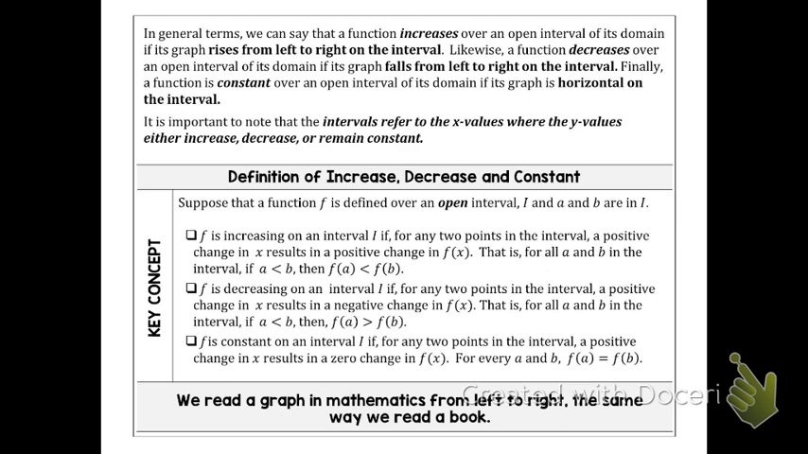All right, and so your definition of increase or decrease or constant is basically just what we said. It's a little more formal. Remember, as you read your graph from left to right, if it's going up, it's increasing. If it's going down, it's decreasing. And if it's staying the same, then it's constant.